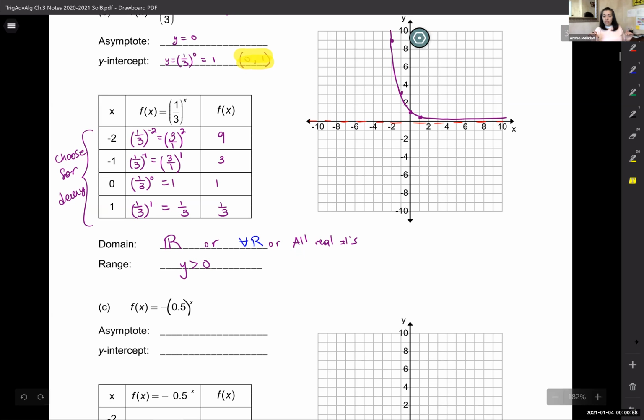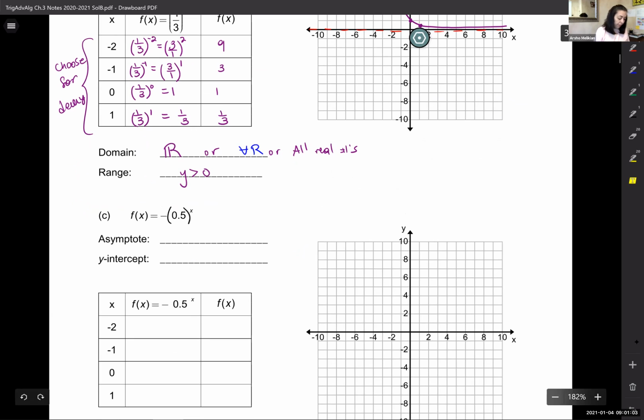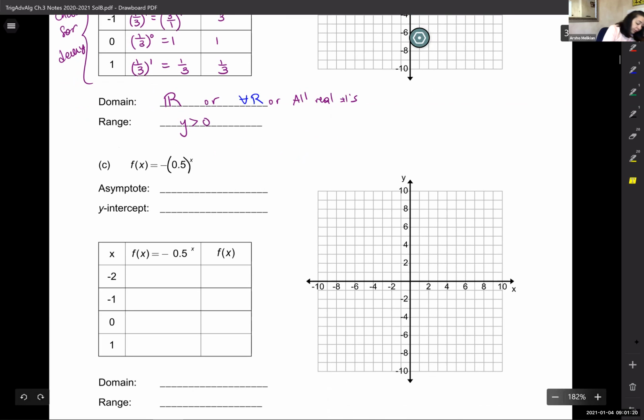Questions on this? Okay, let's do one more. So here we have -0.5 to the x. Is this growth or decay? Decay. Okay, it's decay regardless of that negative, but now we have an added negative out front, right? So let's see what that is going to do to the graph.